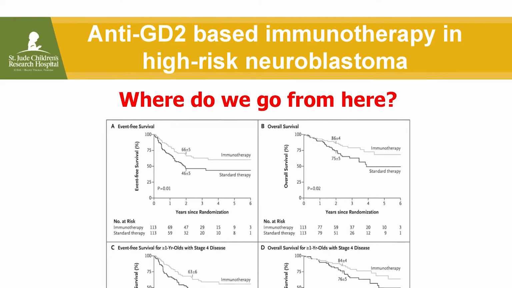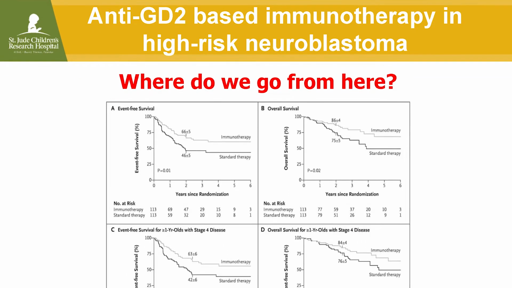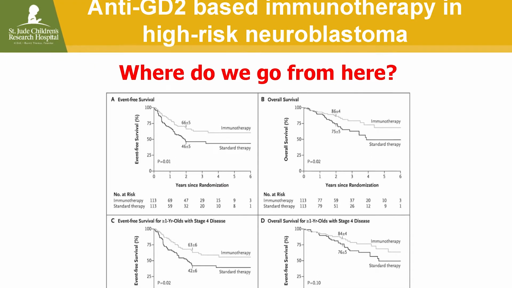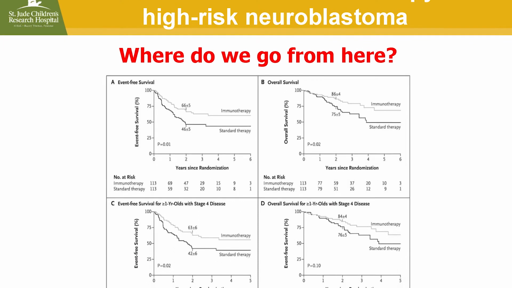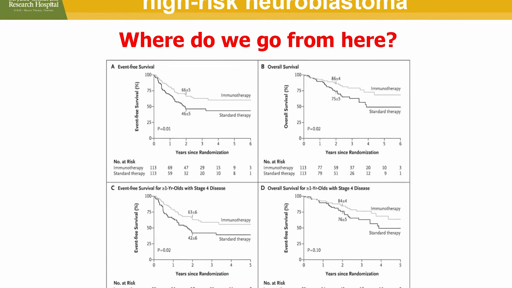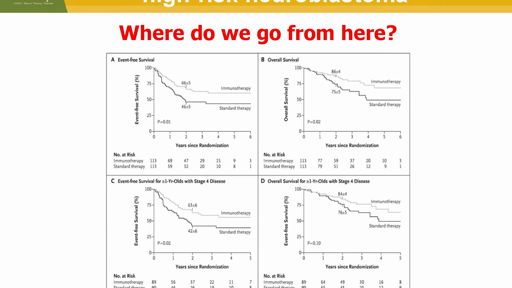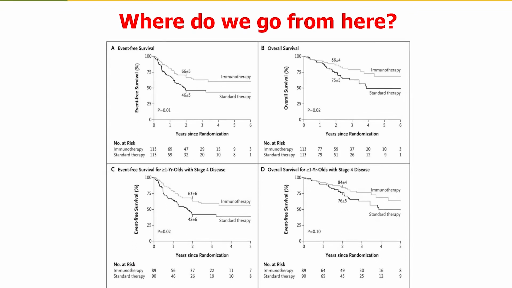And again, here we are, back to Dr. Yu, and after she presented her data one day at the Children's Oncology Group meeting before it was published, I just went up to her and said, okay, now what? I mean, we're still losing half of the patients. Where do we go from here? And she said, well, you give it with chemo. And so that's what we did.